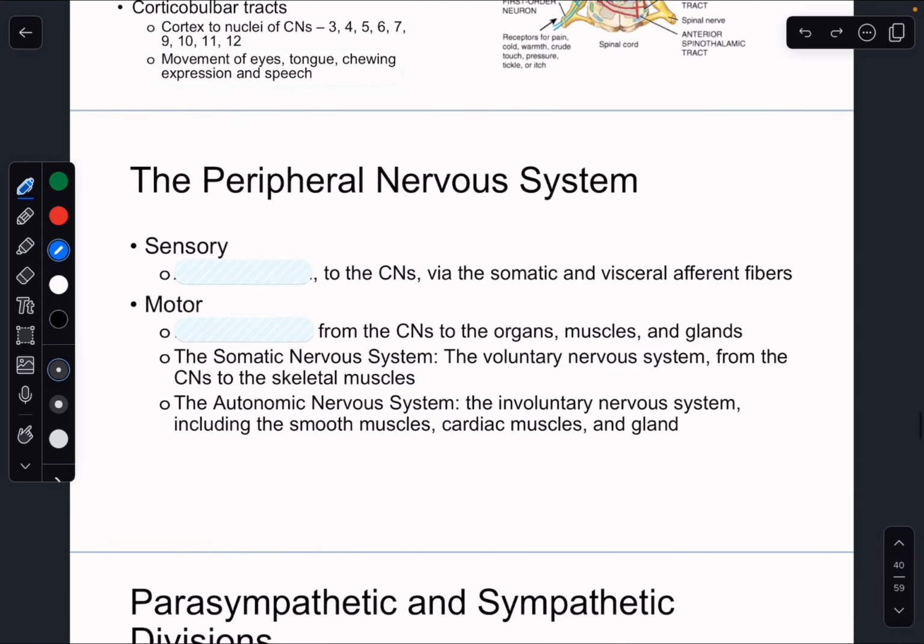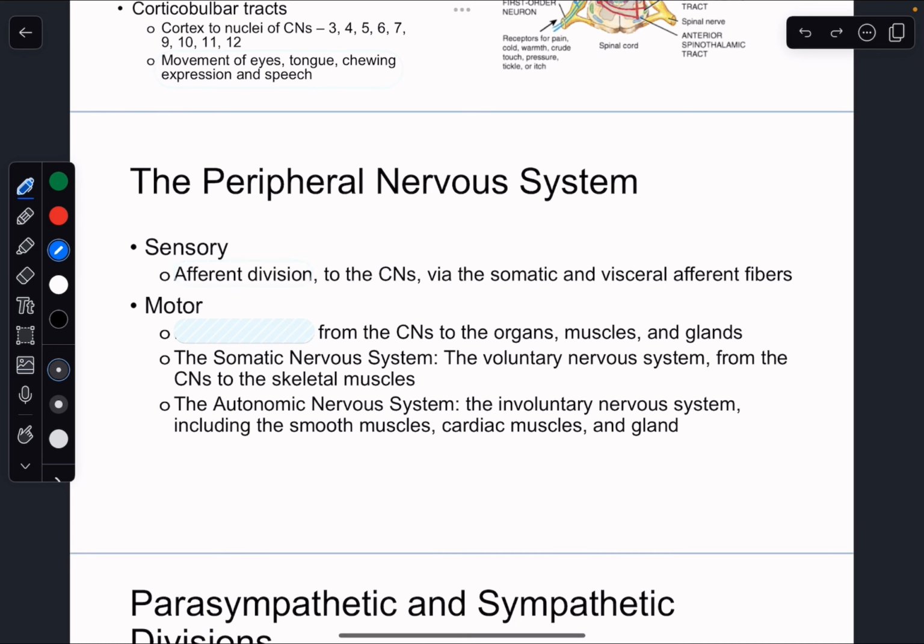All right, the peripheral nervous system. We first have the sensory, which is the afferent division to the central nervous system via the somatic and visceral afferent fibers. Now the motor is the efferent division from the central nervous system to the organs, muscles, and glands. And then the motor splits again into the somatic and the autonomic. The somatic is the voluntary nervous system from the CNS to the skeletal muscles. And the autonomic is the involuntary nervous system, including the smooth muscles, cardiac muscles, and glands.